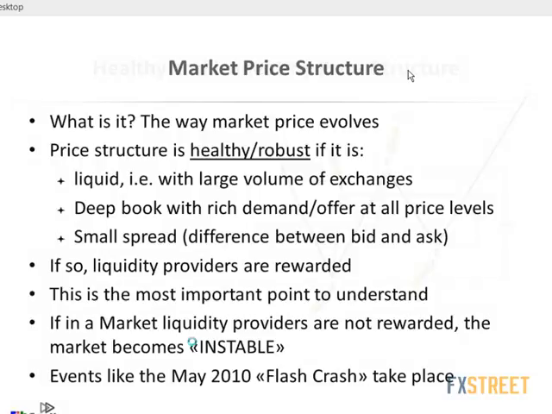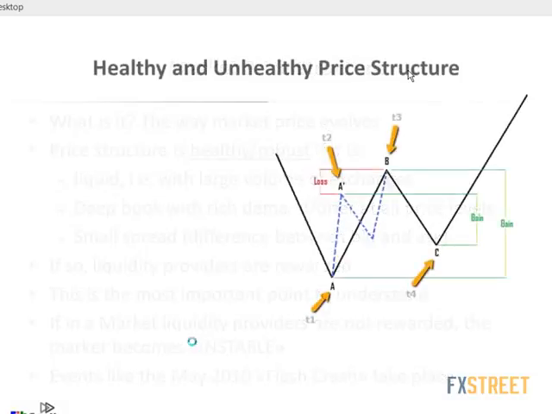So let me show you the difference between a healthy and an unhealthy price structure. A healthy price structure is a structure like the one that is presented here. Now, in order to describe this, think of these two lines as two different players in different time frames. The black line represents, let's say, the 4 hours. And the broken dotted blue line here represents the activity on the 15 minutes, for example.